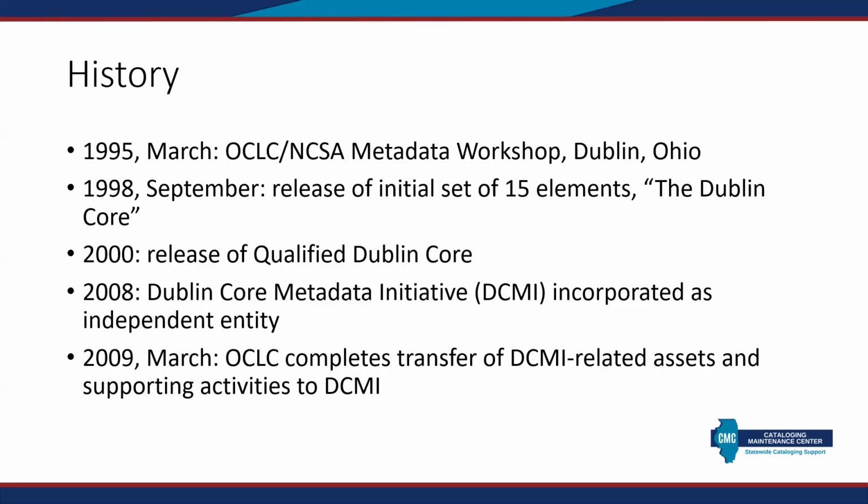Dublin Core was developed by OCLC and the National Center for Supercomputing Applications after a joint workshop to discuss metadata semantics for web-based resources held in Dublin, Ohio in March of 1995. The initial set of 15 elements was released in September 1998, and a couple years later, Qualified Dublin Core was introduced, which includes 3 additional elements as well as a set of qualifiers to several of the original elements, which allows a greater degree of specificity when describing resources.